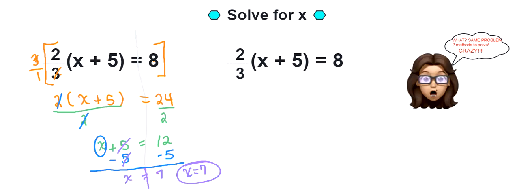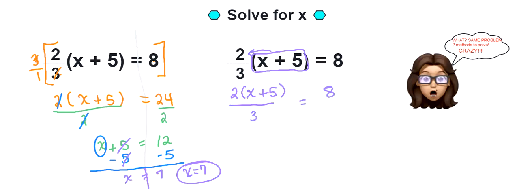Now, we've got to take a look at the other way of solving this. We've got a crazy problem over here, but I want you to remember something. When there's something on the side of the 2/3, see how it's 2/3 times the quantity x plus 5? I can take this x plus 5 and move it to the top with the 2. So it's like this. And then I've got over 3 equals 8.